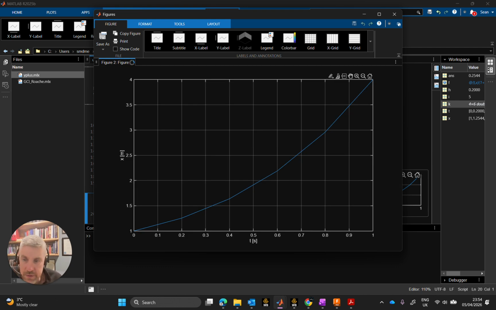So there's our position climbing exponentially against time. Time is running from 0 to 1. And there's our step size, 0.2, 0.4, 0.6, 0.8. And we see at 0.1, we're at our 1.2544, which is correct. All right, so that's our function there.